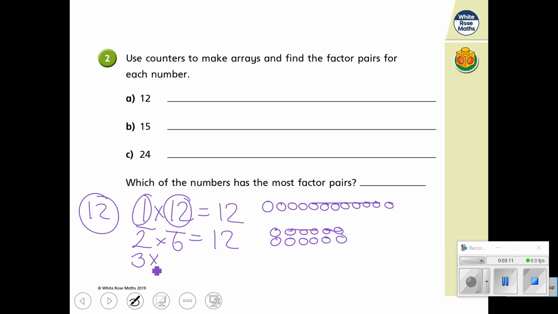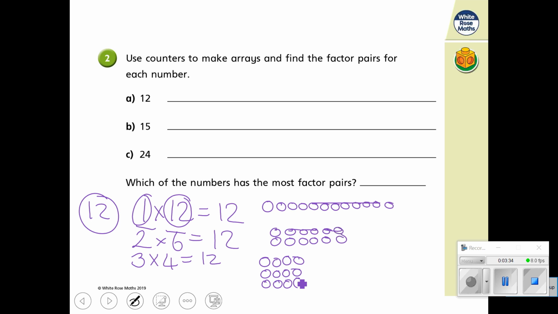Now I'm going to try out number 3. 3 times something equals 12. 3 times 4. So 3 times 4 equals 12. So I'm going to go 1, 2, 3 rows of 4. I could, of course, do 4 rows of 3 because of the law of commutativity. But there you go, I have got 12. Are there any more? No.